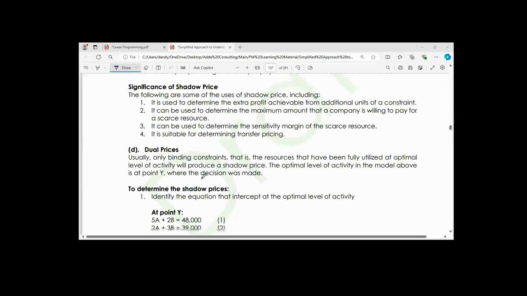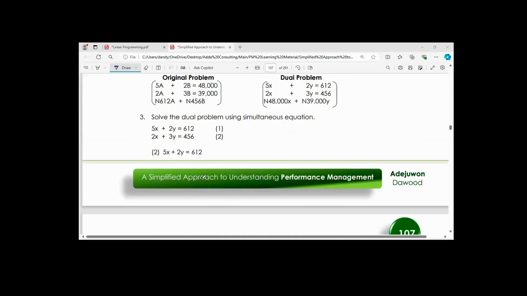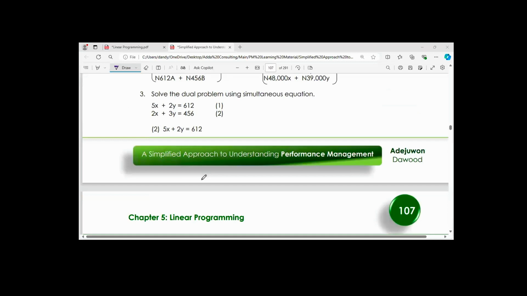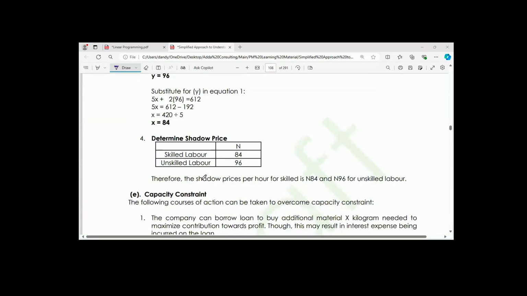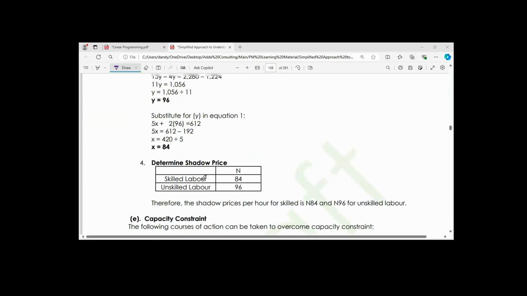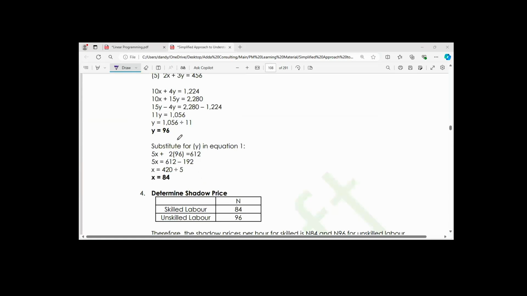Okay, yeah. So let me use this material to explain the number E. Okay, this is the shadow price.